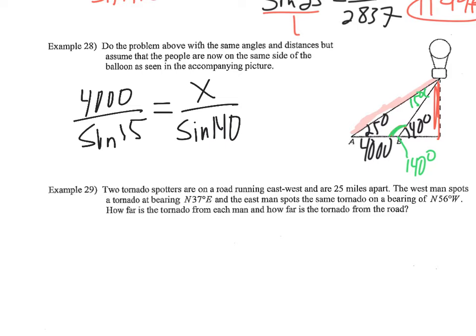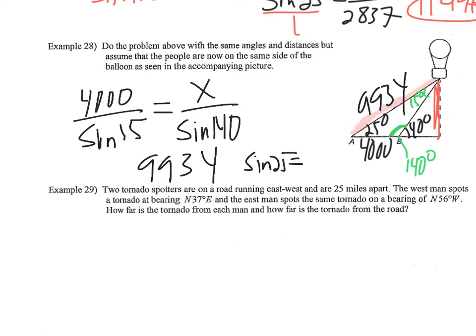When I did that earlier, I came up with 9934, a little bit different than earlier. Now, because that's the hypotenuse, I can say the sine of 25 equals the height that I want over 9934. Then it's the same deal: 9934 times the sine of 25, and that'll be the height.